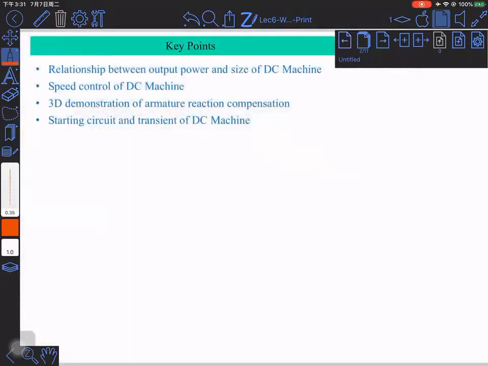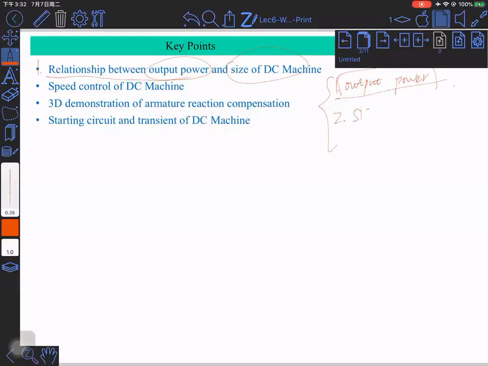Now, let's look at what we're going to talk about today. Firstly, we'll be looking at the relationship between output power and the size of the DC machine. When you try to select a DC machine for a certain application, probably the most important things for you might be, firstly, output power, because you must be able to deliver the power to drive the load, right? So if you know the load required power, the nominal output power has to be equivalent or slightly above that.